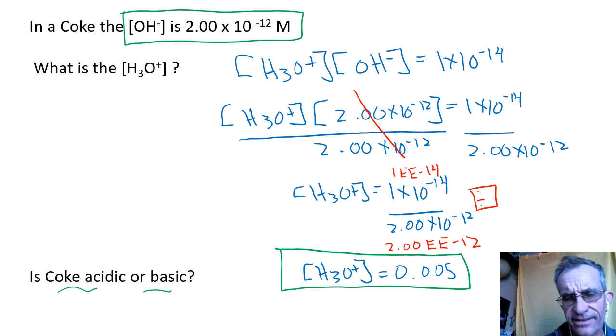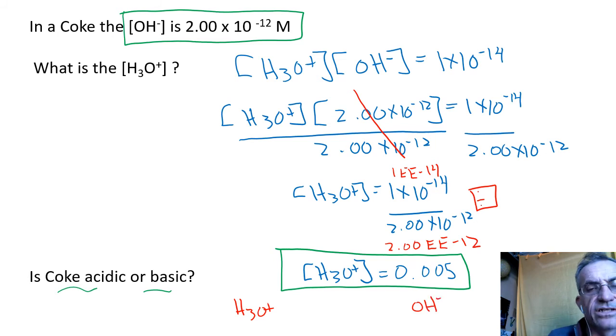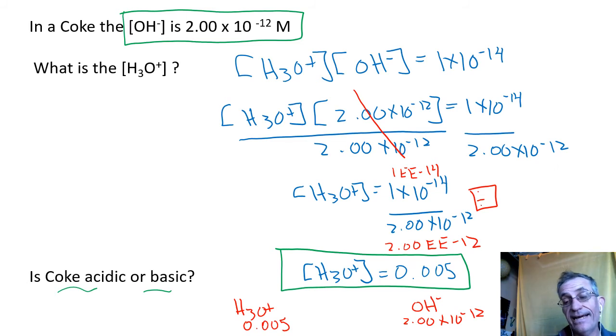So maybe I should write down these numbers. I think I have enough room right here. Maybe I'll do it in a different color. We'll go with the red. Let's write down the amount of hydronium and the amount of hydroxide right next to each other. 2 times 10 to the minus 12. This number is 0.005. Now, they're definitely not equal.